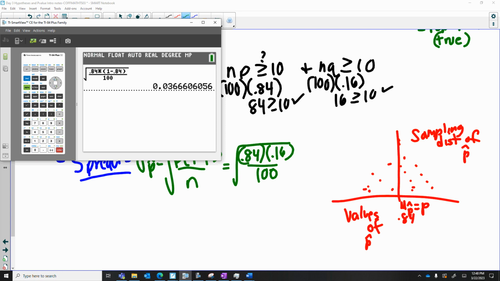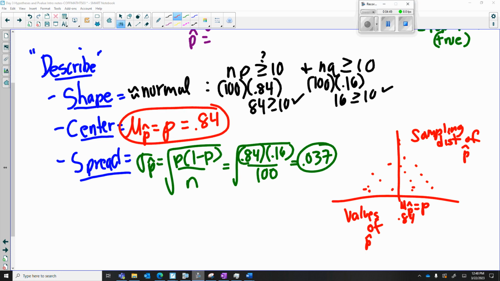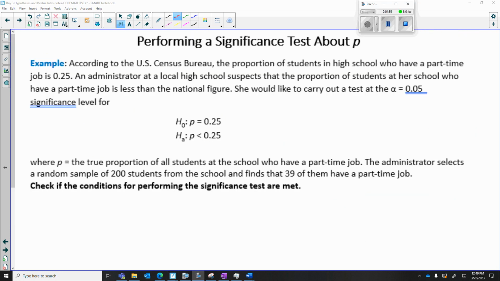So we get 0.037. All right. So remember, standard deviation is the average deviation from the mean. So we would say on average, the value of p hat differs from the mean of all the p hats by 0.037 or 3.7%. All right, so now we have our shape, center, and spread described.